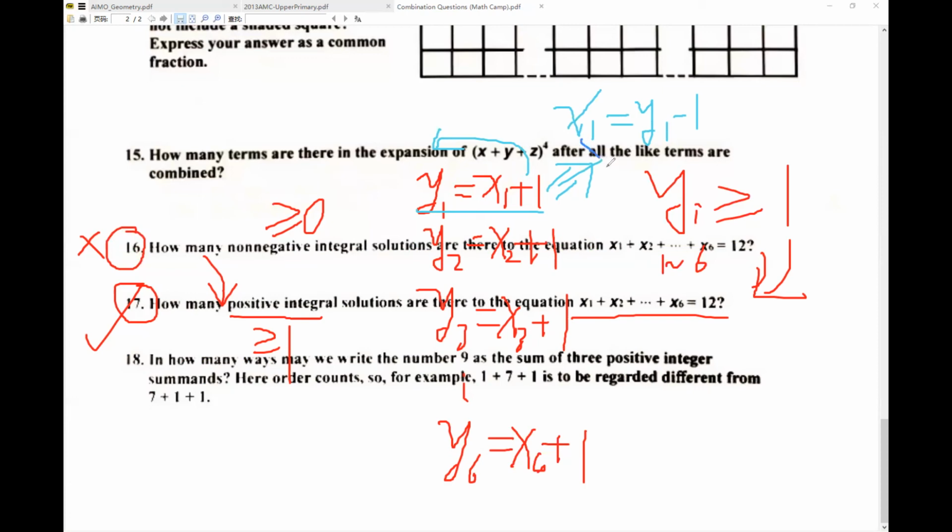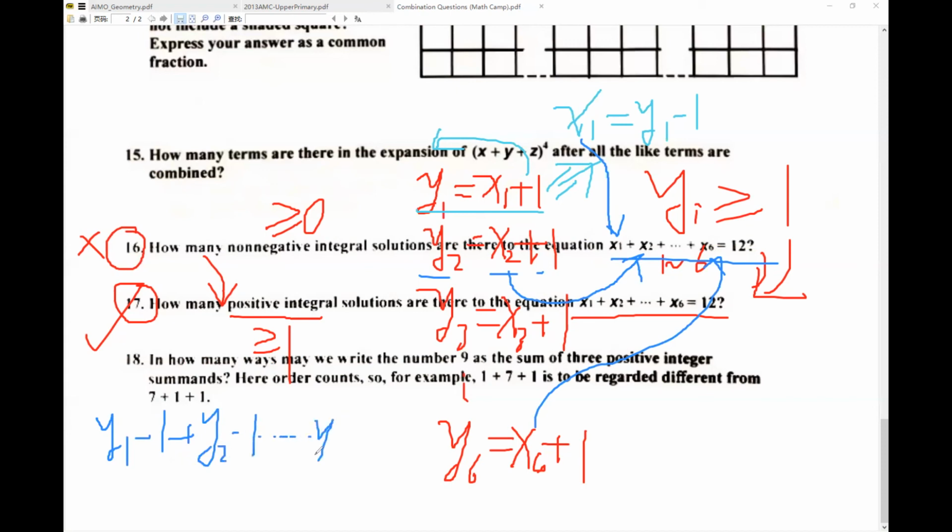So we put this x1 here. This is the same: x2 equals y2 minus 1, right? So x2 here until x6 here. So this equation changes to y1 minus 1 plus y2 minus 1, keep going until y6 minus 1 equals 12. Then I move all the minus 1 to the right-hand side. That means plus 6 on each side, right?